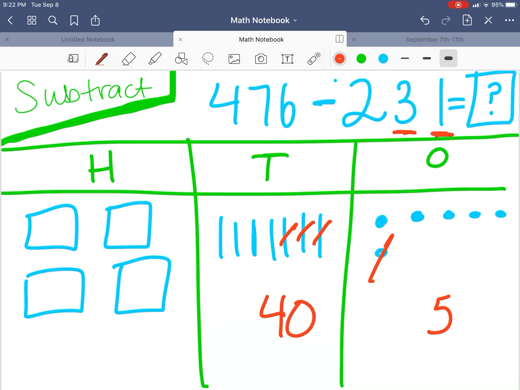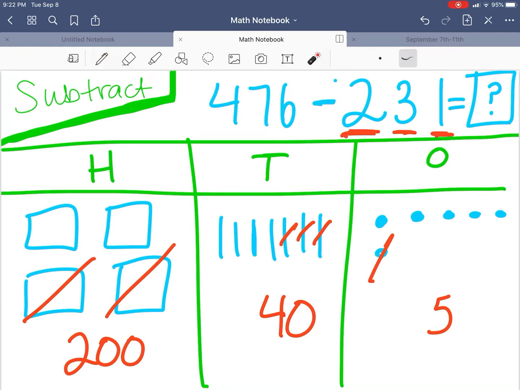All right, and then how many hundreds are we taking away? 200. So cross off 200. How many hundreds are we left with? We're left with 200. All right, so we now have this 245. All right, that's what we're left with. So that, boys and girls, is the answer. All right, that is the answer to this subtraction problem. The difference between 476 and 231 is 245.